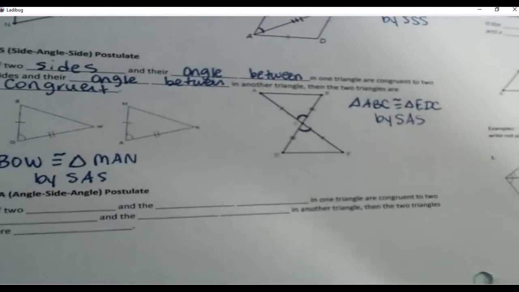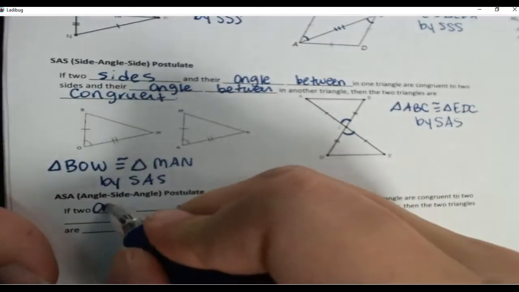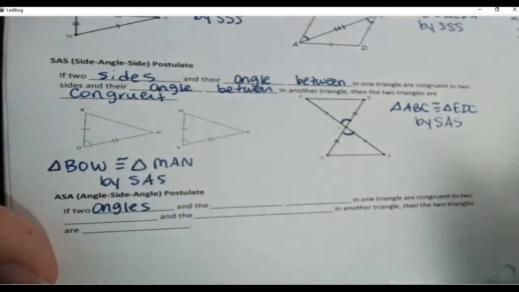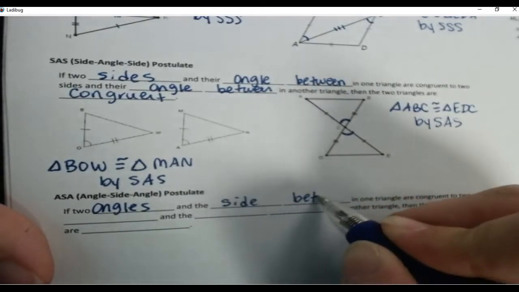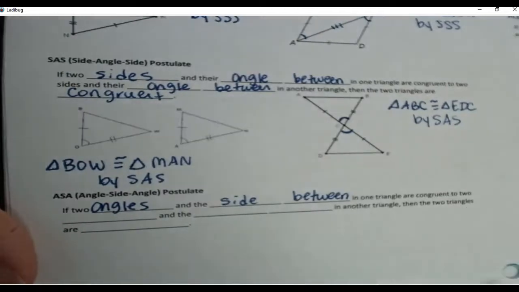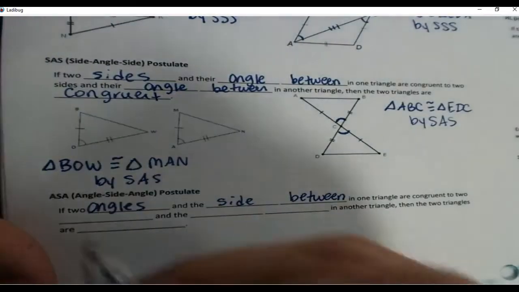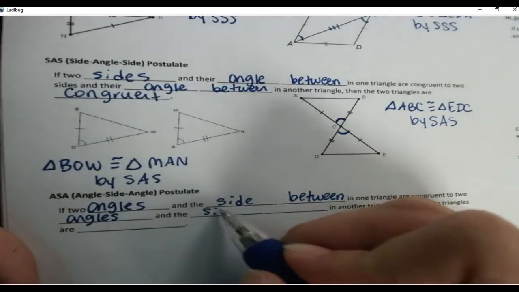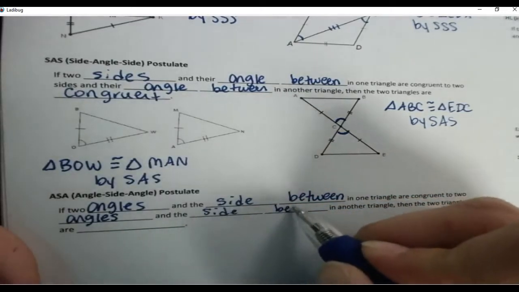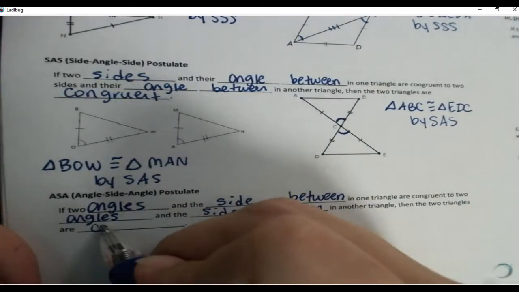Alright, so our next one is angle, side, angle. So it says if two angles and the side between in one triangle are congruent to two angles and the side between in another triangle, then the triangles are congruent.